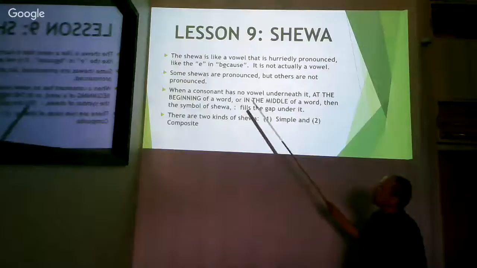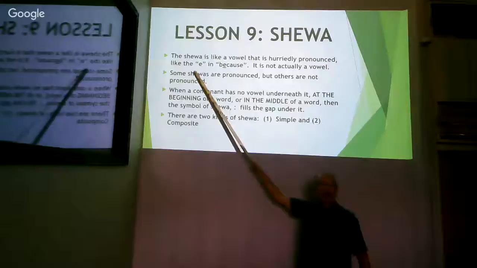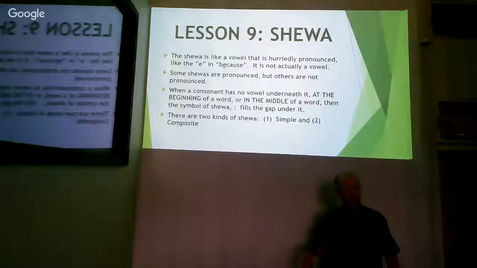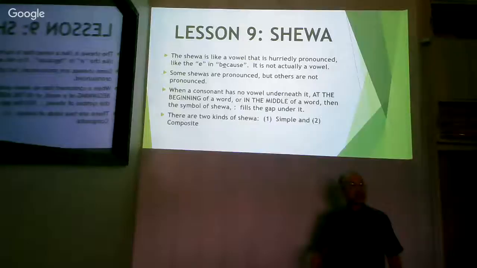It has an S sound in it. The Shewa has an S sound, but it is hurriedly pronounced. It's a hurried F sound. Like your French word, au revoir, A-U-R-E-V-O-I-R, which means what? What does au revoir mean in English? Goodbye. So the A-U-R-E-V-O-I-R is so hurriedly pronounced, or the E is so hard to pronounce, sometimes you can't even hear the E.